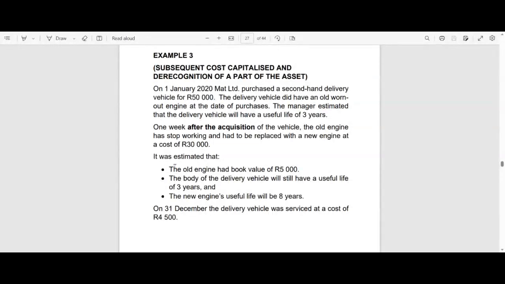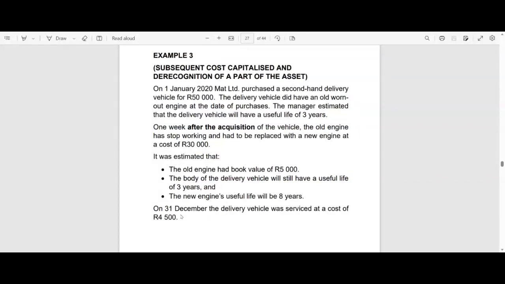Now they carry on and they say it was estimated that the old engine had a book value or carrying value, if you wish, of 5,000 rands, right? The body of the delivery vehicle will still have a useful life of 3 years, but now they say the new engine's useful life will be 8 years. So now we can see it has a very significantly different useful life than the rest of the body. So we're probably going to scrap the body in 3 years' time and reuse that new engine that we've bought in a shell of a motor vehicle, right?